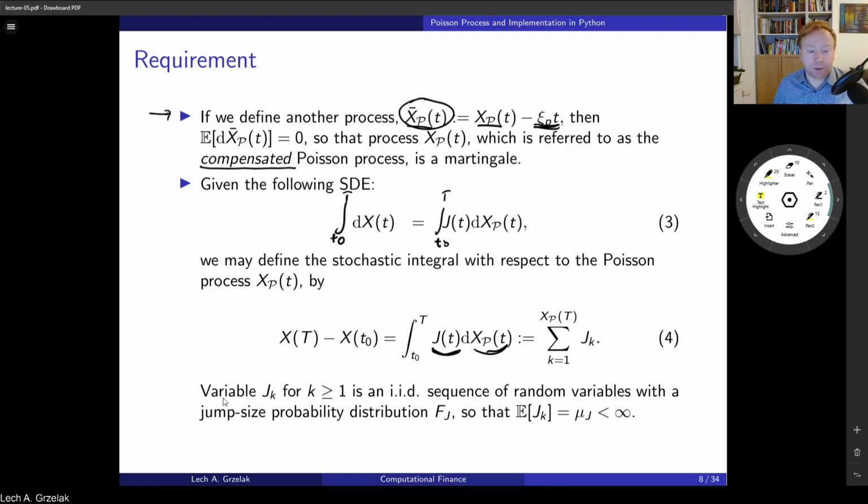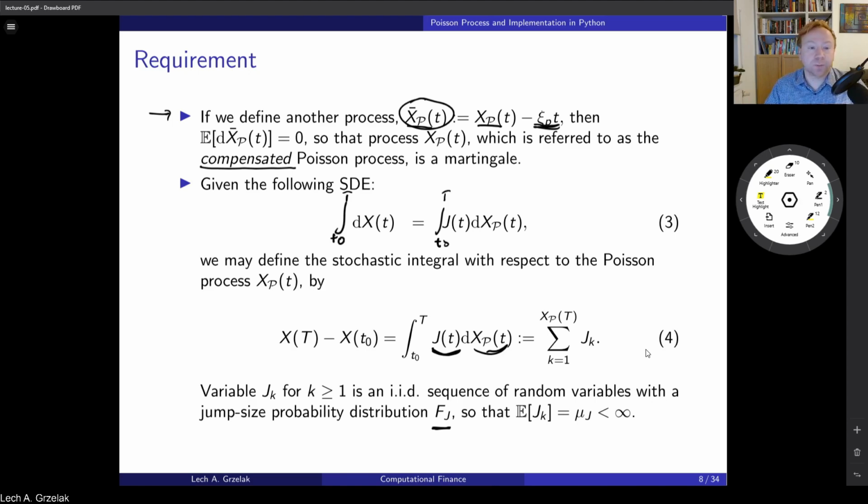To summarize, we have the variables Jk for k bigger or equal to 1, so the jumps are an independent sequence of random variables with a certain distribution. Later in this lecture, we'll discuss different types of distributions. We also assume that the expectation of a jump magnitude cannot explode. Otherwise, if the expectation were infinite, the whole process would be infinite, which would not be very practical. So you can think of it as a technical assumption regarding the jump magnitude.